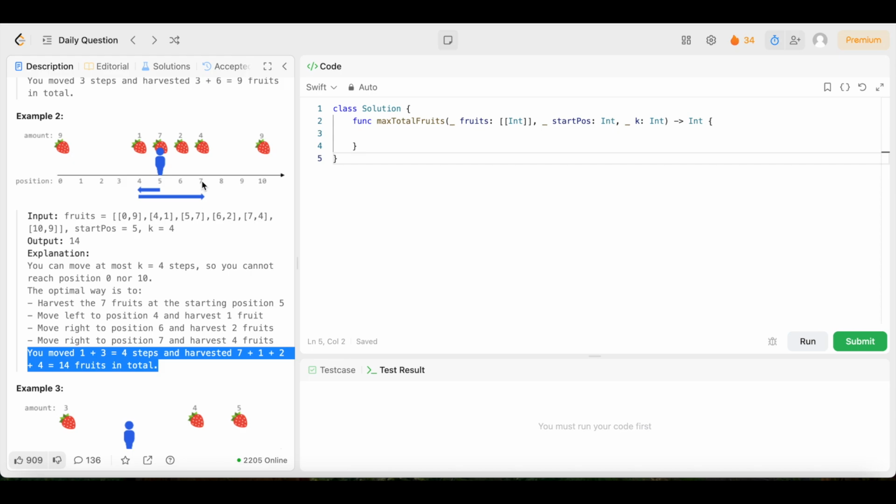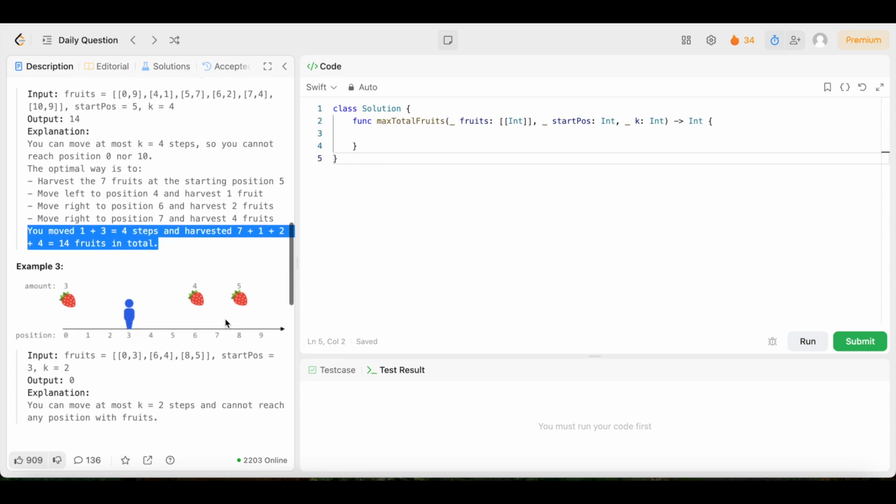So once we go to the right 1 more step, we can collect an additional 4 fruits, and in total we get 14 fruits by going to the left 1 and then to the right 3, and we obtain the 7 at our starting position. So just in case people still need a little bit extra explanation, let's take a look at example 3.